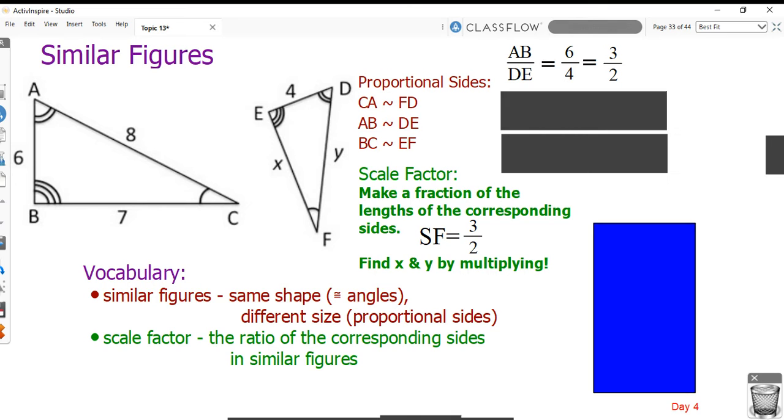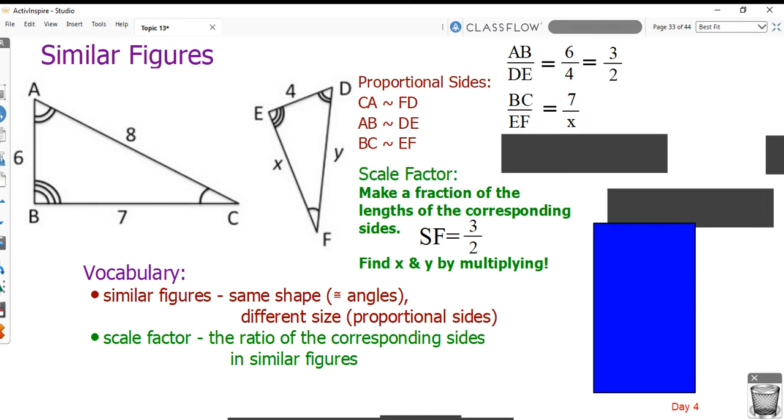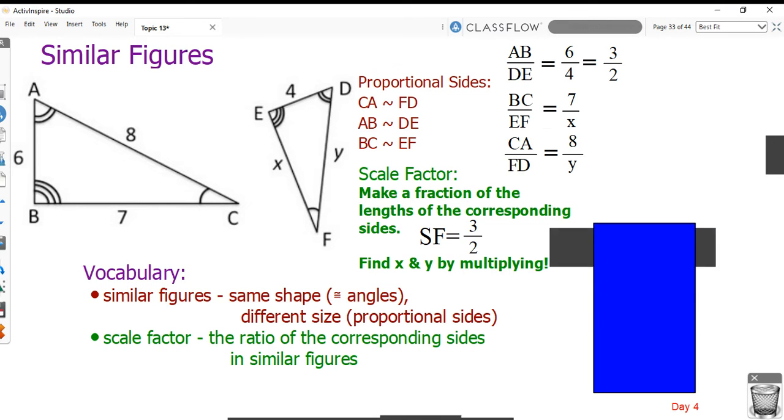Okay, however, we also know that BC and EF are corresponding parts. We just don't know what x is equal to, so 7 over x. We also know that CA and FD are corresponding parts. We just don't know what y is. However, what we do know is that the scale factor is a ratio that is consistent for every single part of the triangle. Okay, every single corresponding side of that triangle is going to consistently have a scale factor of 3 over 2.